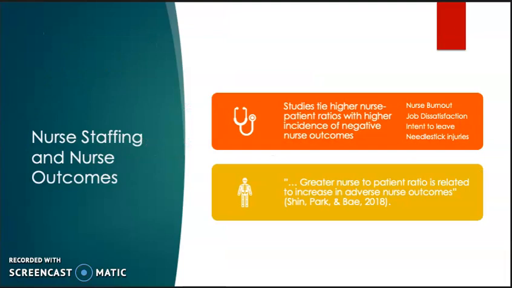Nurse staffing and nurse outcomes. That's important to consider also. It's not always just about patient outcomes. Studies tie higher nurse-patient ratios with higher incidence of negative nurse outcomes. For example, nurse burnout. An increase by one patient per RN is associated with a 7% increase in the odds of nurses reporting burnout.